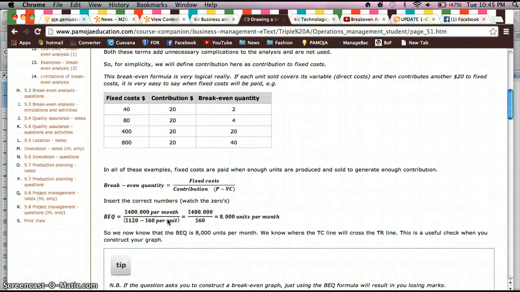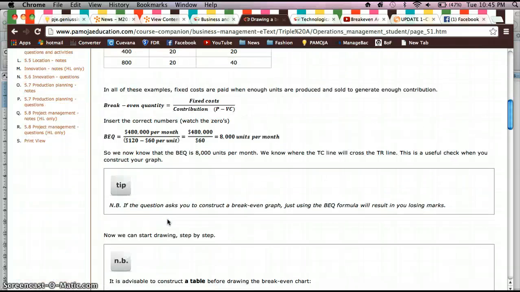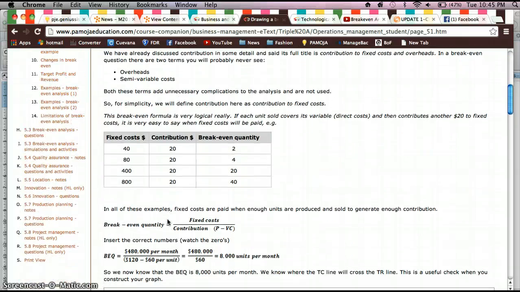So in this next example, we can verify what we were saying, and we can see that the fixed costs in this case are 40, 80, 400, 800. The contributions are these ones, and the break-even quantity is this one.